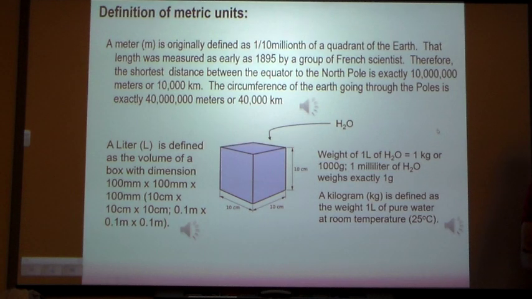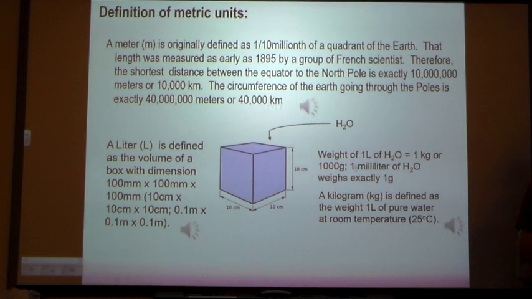So you can actually create your own weight standard. You don't have to buy a standard kilogram from some company. For the pound, you actually have to buy a standard pound from somewhere to calibrate the scale. If you want to create your own kilogram standard, just fill up a liter box with water. That is your kilogram standard. The weight of exactly 1 liter of water will be 1 kilogram, or 1 milliliter of water weighs exactly 1 gram. A kilogram is defined as the weight of 1 liter of pure water at room temperature.